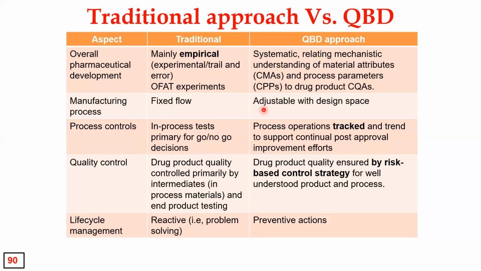That is the advantage. The process controls in the traditional approach are in-process tests, basically daily QA tests. Day by day they do it and say whether it has passed or not. Whereas here the process tests are tracked. At each and every step we know what is happening inside. The drug product quality control is primarily by intermediates and end product testing, that is QbT. Whereas in QbD the control is by a risk-based control strategy, which is nothing but quality risk management.